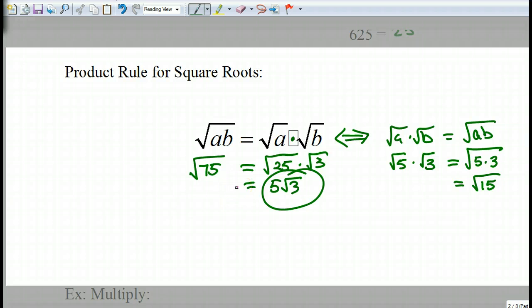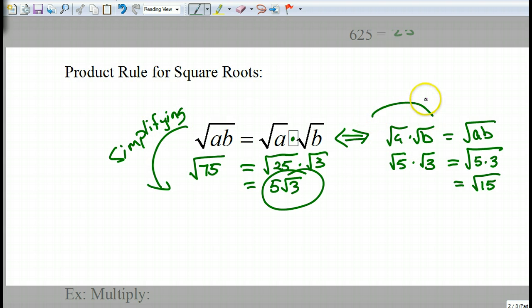On this, I was just showing how you could take two square roots of a number and then multiply them and end up with a total. So going this way, we're simplifying, but going this way right here, we're actually just multiplying.